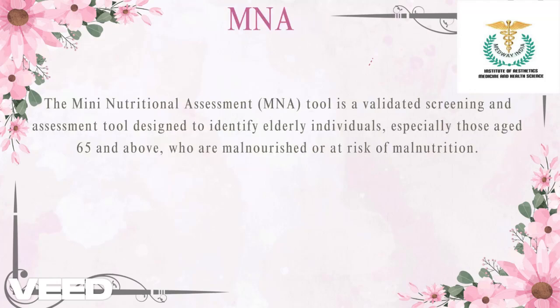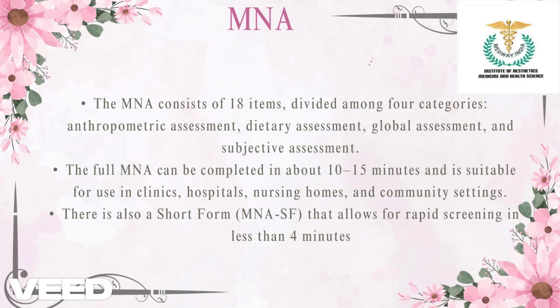And we have the MNA, the Mini Nutritional Assessment. That is the tool which helps us to validate the screening and assessment for elderly individuals, that is 65 and above, in order to see the risk of malnourishment. The MNA consists of 18 items divided among categories like anthropometric assessments, dietary assessments, global assessments, subjective assessments, and so on. The MNA can be completed in about 10 to 15 minutes, which is suitable for clinics and hospitals. The short form process of screening takes less than 4 minutes.